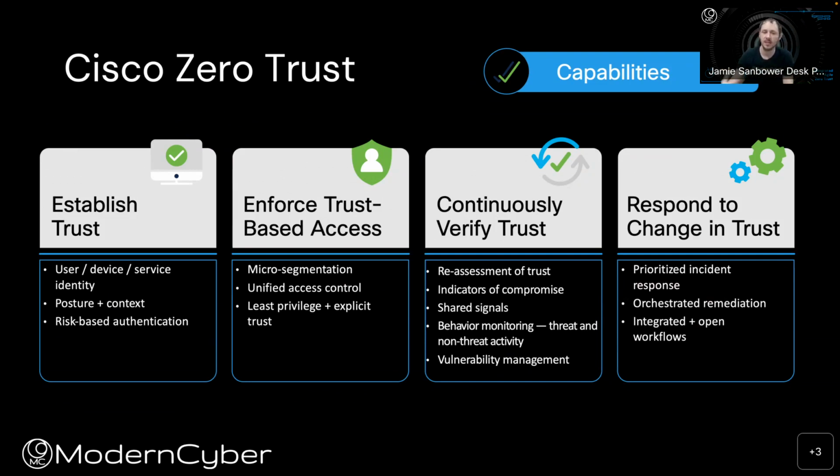Are they in the same location that they normally are on a Thursday afternoon? And then finally, applying some level of risk-based authentication. So not only do we authenticate the user and device, but what is the risk level? Does their machine have vulnerabilities? Have we seen indications of compromise? All of those things will help us establish trust so that then we can apply and enforce trust-based access control.